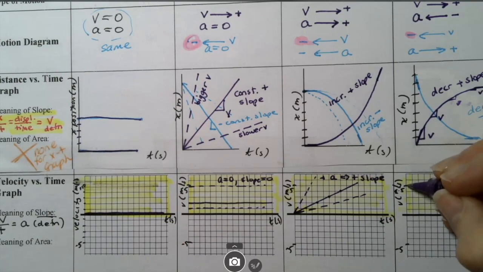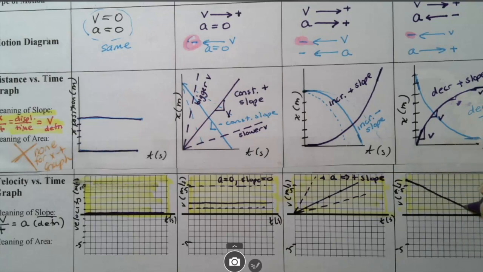Decreasing speed means I have to start with a big value, and it has to get smaller and smaller and smaller. I have a negative acceleration, therefore I have a negative slope. But you can also use velocity values. They have to be positive values, but they have to get smaller and smaller. All right, let's do towards.